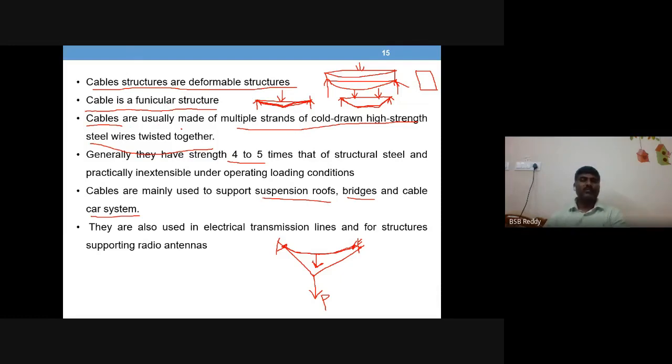Cables are usually made of strands. What is a strand made of? It is made of high strength steel, right? What is high strength steel? It has 4 to 5 times the strength of structural steel, I mean yield strength, the Fy value, right? What is the use of cable? It is to support suspension roofs, bridges, cable car systems, and also electrical transmission lines, radio antennas, many uses.